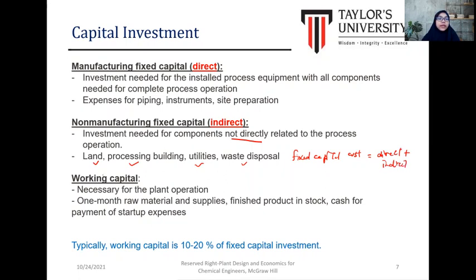And then we have another cost under the capital investment, which is working capital. The working capital is necessary for the plant operation. Usually we count within one month of operation, such as one month of raw material and supply, finished product in stock, and cash for the payment of start-up expenses.